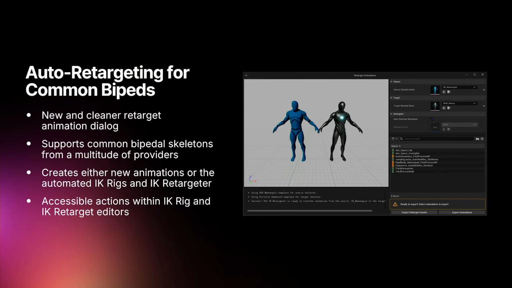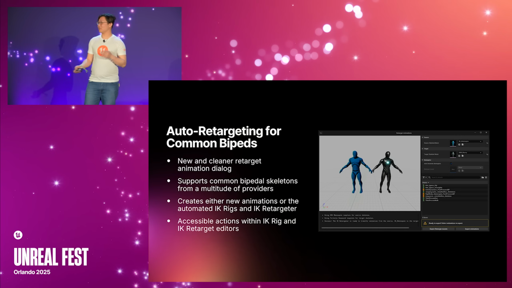And obviously, we've heard a lot of feedback after the initial release of 5.0, and we wanted to make it really easy to retarget bipeds. So we cleaned up the duplicate and retarget dialog into this new window, basically making clear retargeters. It supports all the common bipedal skeletons from multiple providers and creates either new animations or automatically creates the new IK rigs and retargeter assets. And these are all accessible as actions within those editors, as well as steps.